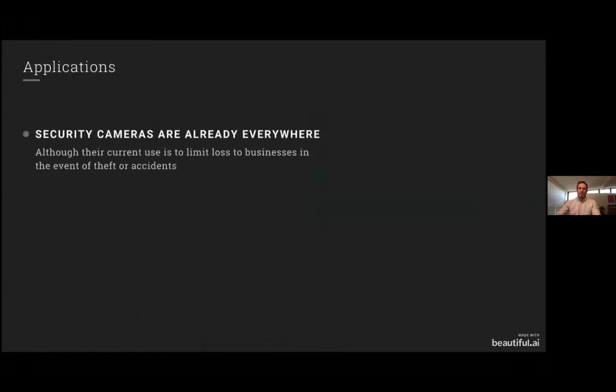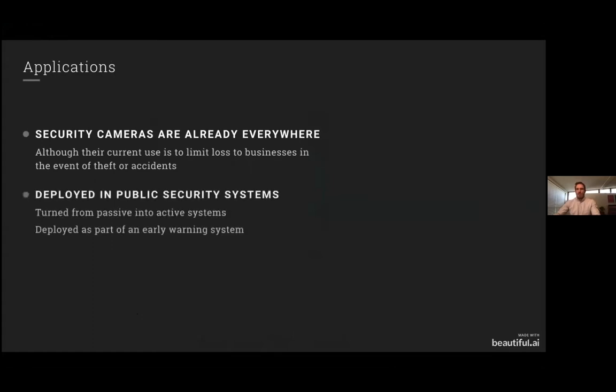Security cameras are already everywhere, although their current use is intended to limit loss to businesses in the event of theft or accidents. By leveraging the advances in computer vision, current security systems could be turned from passive into active systems and deployed as part of an early warning system in high traffic public places like those mentioned earlier. And that could help prevent or limit the impact of the next attempted mass shooting.